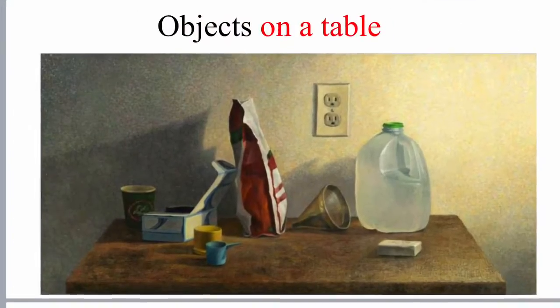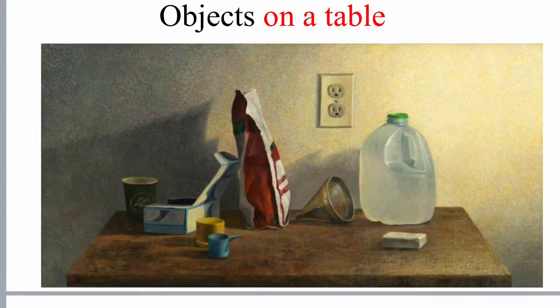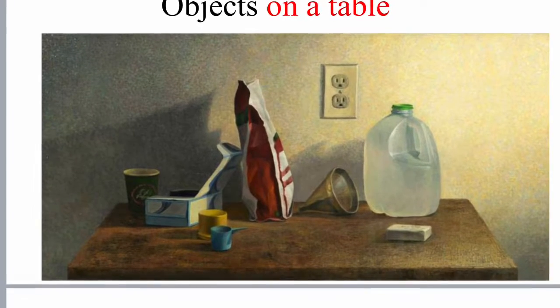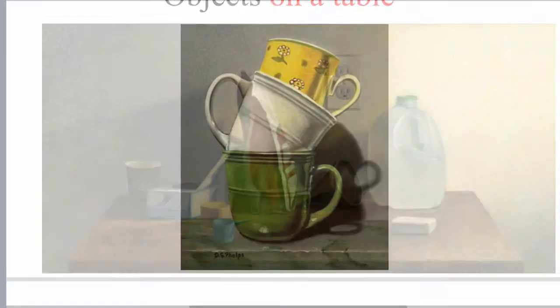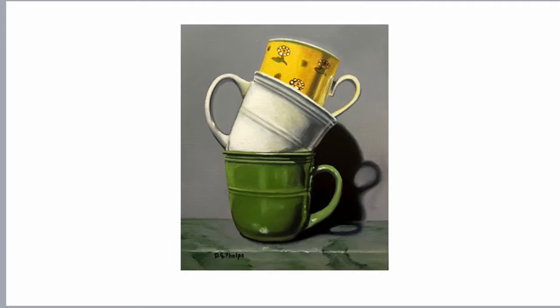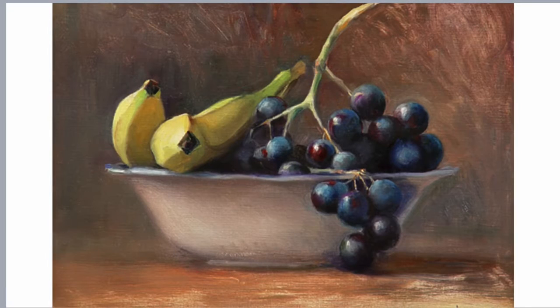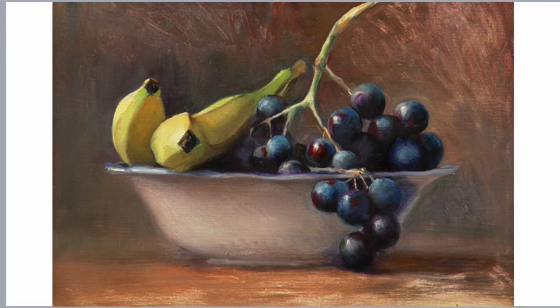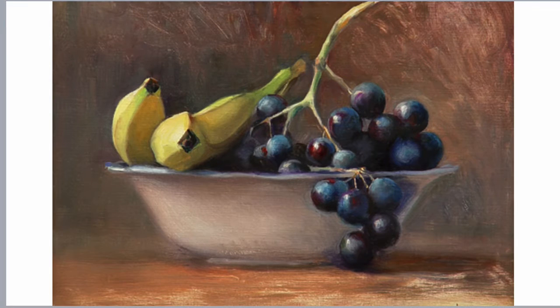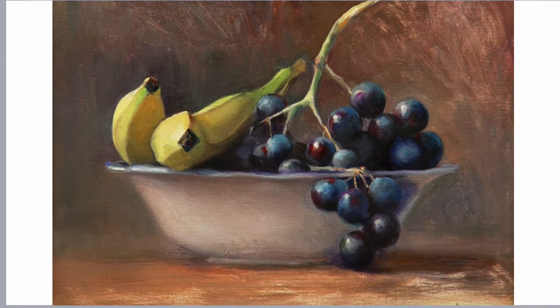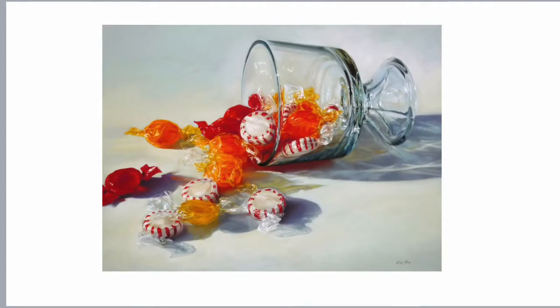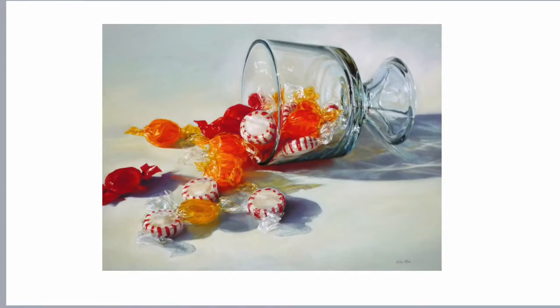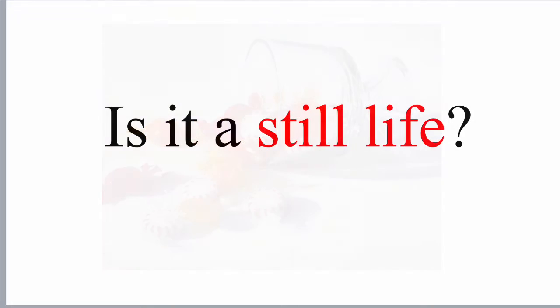A good hint is that usually there might be a table in the picture, like these mugs on a table, or this bowl of fruit. I know that fruit doesn't move unless somebody else moves it. Therefore, it is a still life. Or these candies, they would be a still life too.